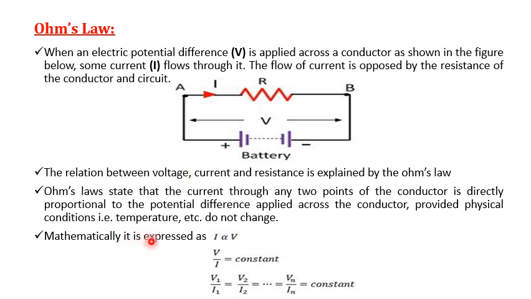Mathematically, it is expressed as: the current flowing through the conductor is proportional to the voltage V. Now remove the proportionality, then it is considered as a constant, that is V by I is equal to constant. If there are n number of voltages and currents, that means n number of conductors, we can represent V1 divided by I1 is equal to V2 divided by I2 is equal to so on up to Vn divided by In is equal to constant.